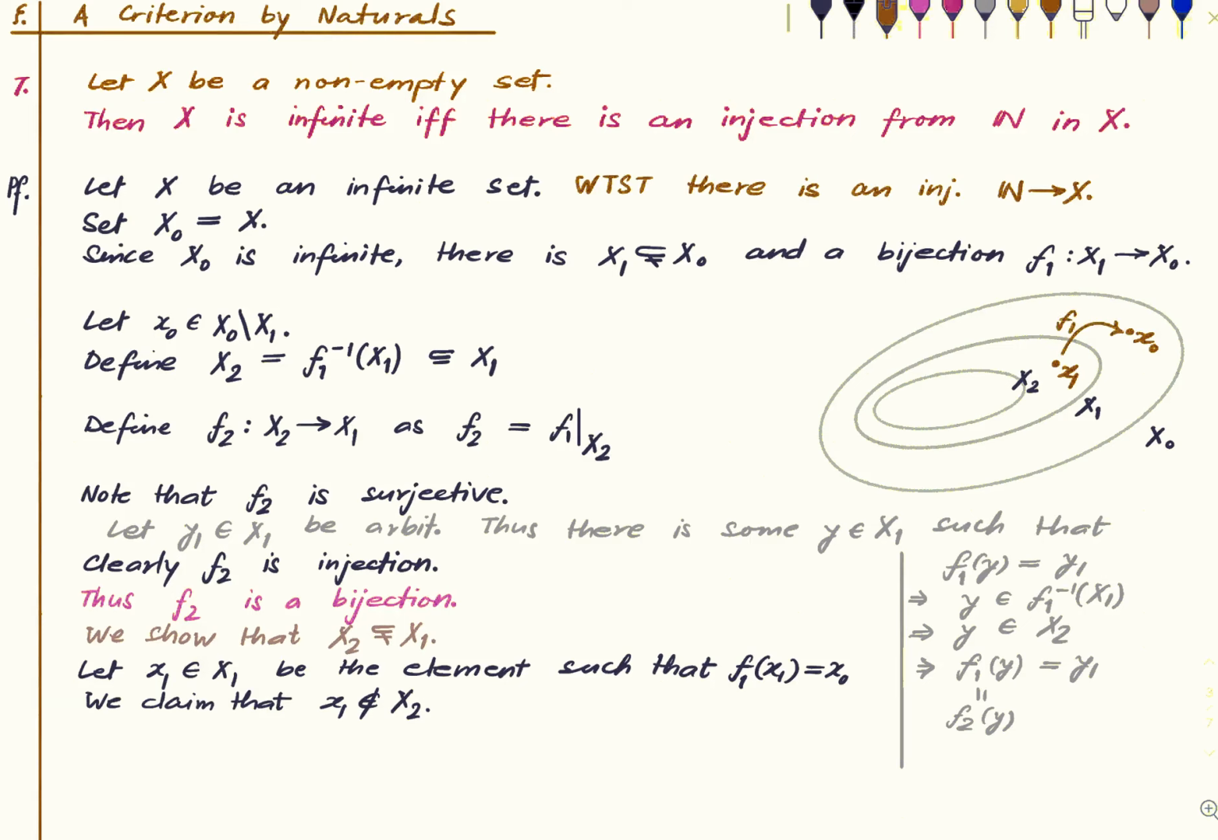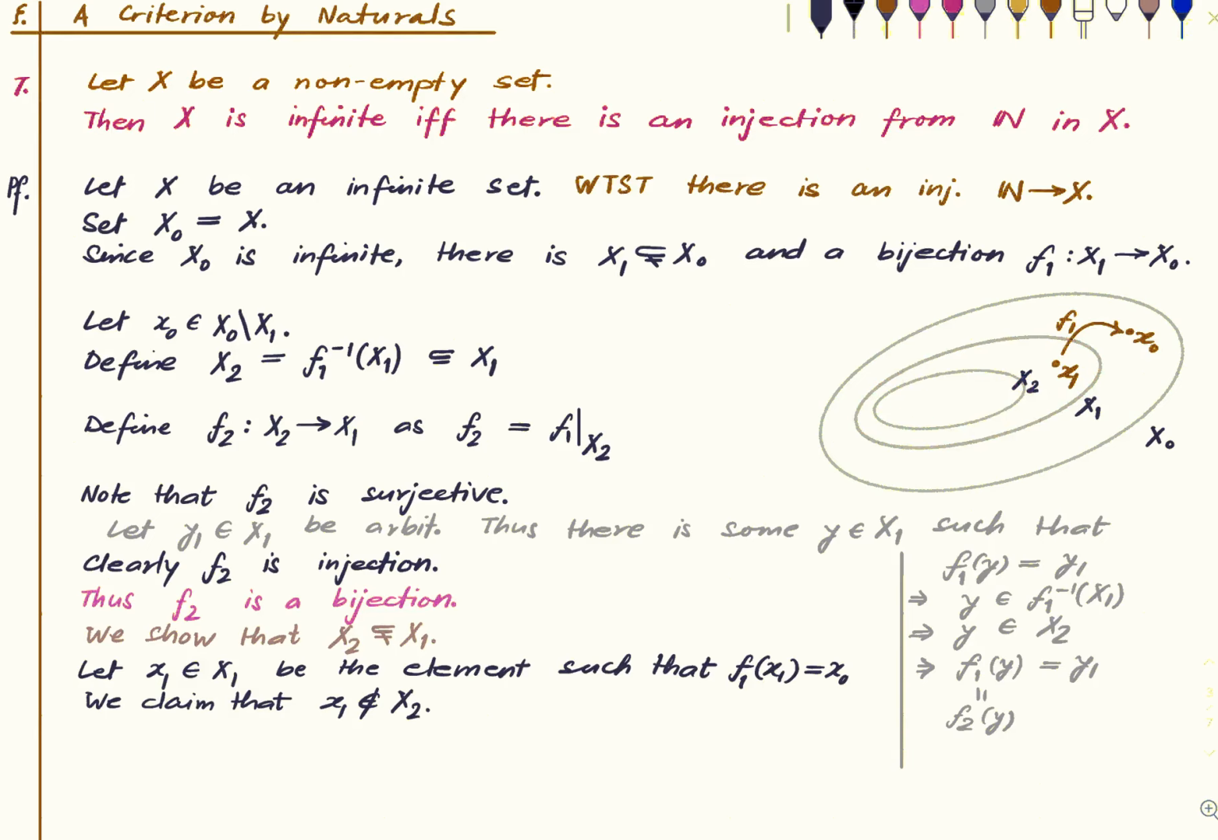x1 goes to x0 under the map f1. Now just consider the fact that f2 is now a bijection from x2 to x1 and x2 is a proper subset of x1. So we are kind of in the same situation as earlier. Earlier we had this big blob and this small blob was mapping bijectively to it. We have replaced our big blob by a smaller blob and found one smaller blob inside it with the same property. So we can keep on iterating.